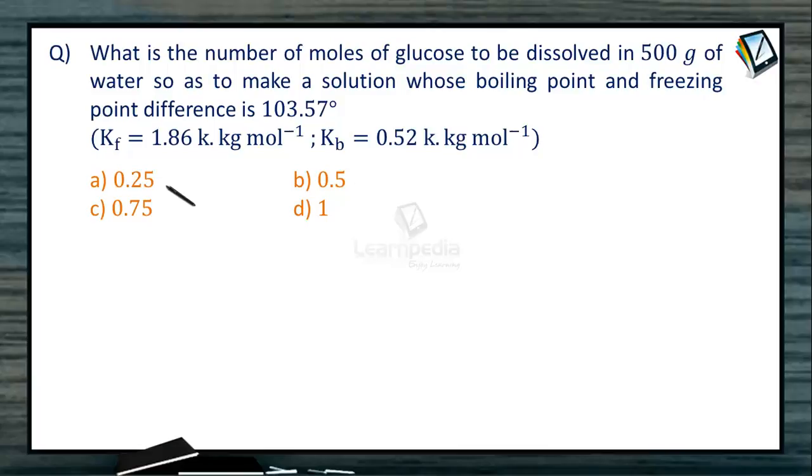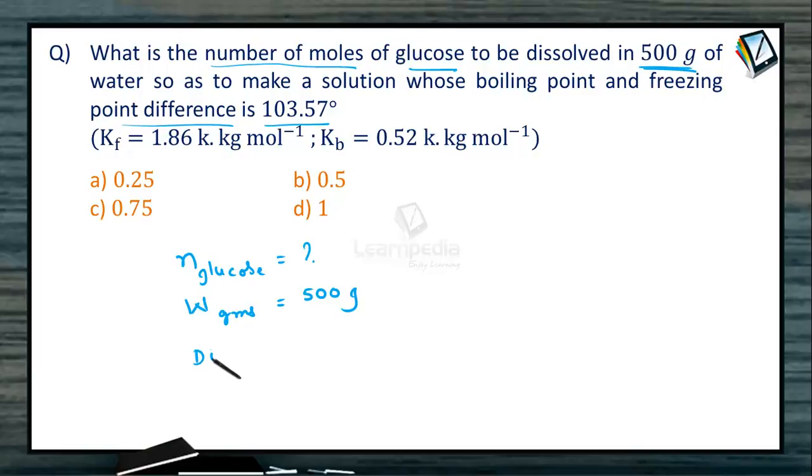The next question is, what is the number of moles of glucose to be dissolved in 500 grams of water so as to make a solution whose boiling point and freezing point difference is 103.57 degrees. So the number of moles of glucose to be dissolved is the question. The weight of the solvent water, W in grams, is given as 500 grams. And the boiling point and freezing point difference is given.